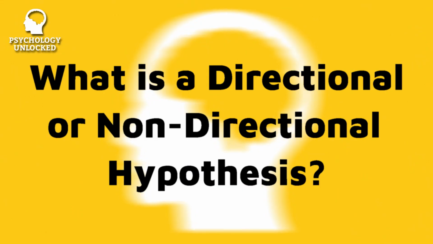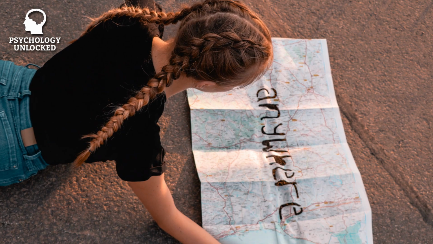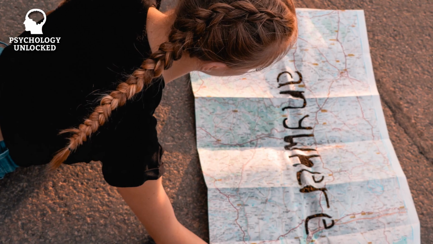Anyway, if a hypothesis is a prediction about the results of an experiment, what's all this funny talk about directions? What is a directional or non-directional hypothesis? Well, the difference is simple and nothing to do with map reading. Directional hypotheses state the expected direction of results, whereas non-directional hypotheses just state that there will be an effect, but without specifying in what way.